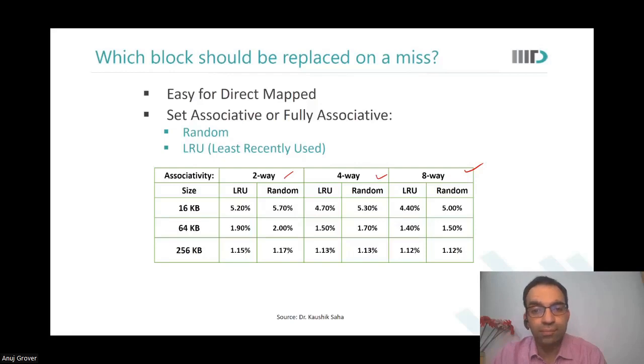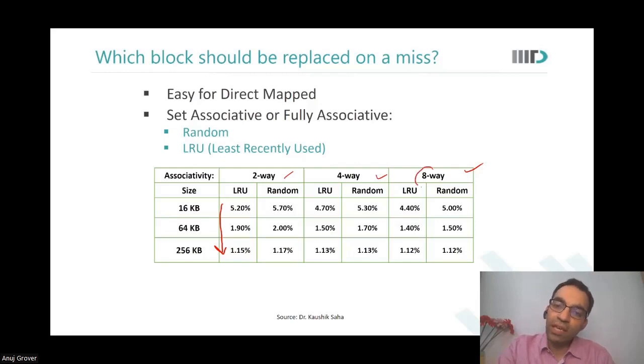Hello? Yes, sir. And the other trend that we were just talking about, that as you increase the cache size, what happens? Again, because now you can store much more data, the miss penalty reduces.